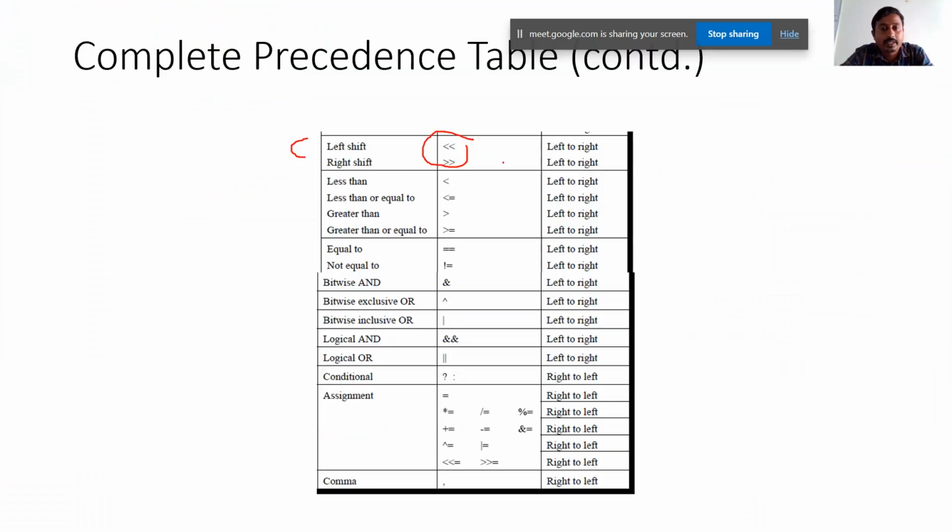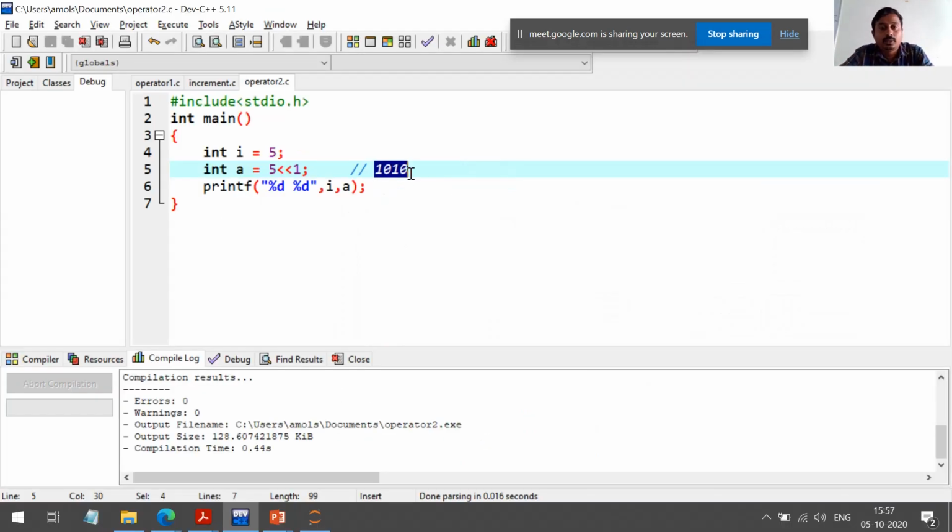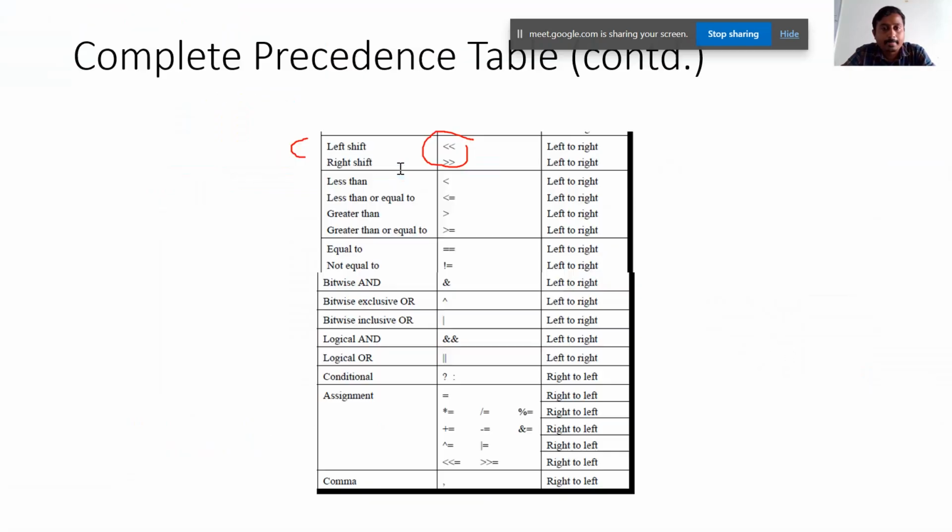The same is true for the right shift operator. Suppose we have 5, this is the binary equivalent of 5. If you right shift, there will be loss. The rightmost part will get lost. Then we have the relational operators.